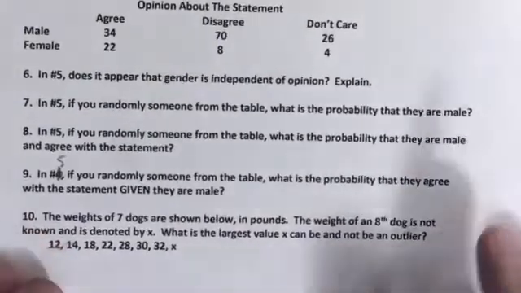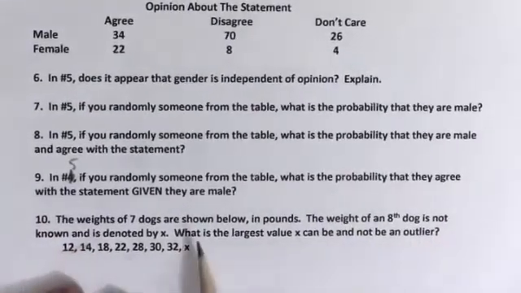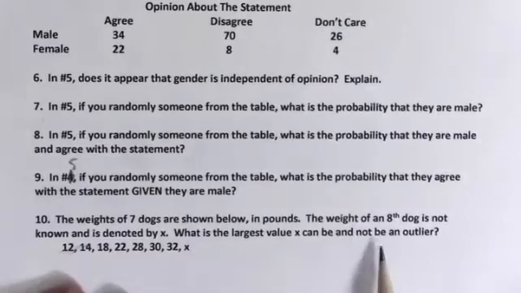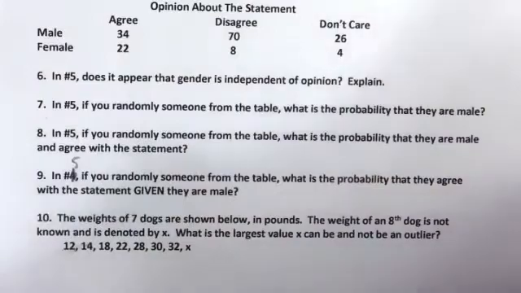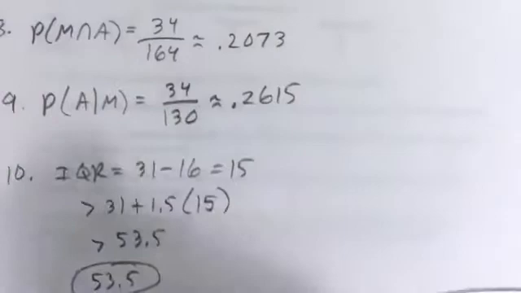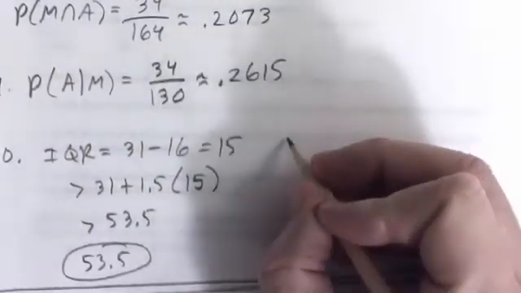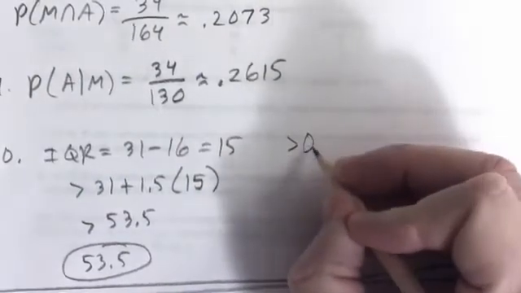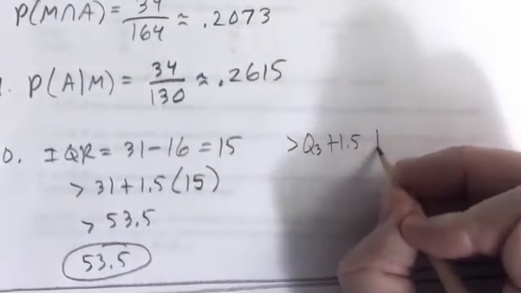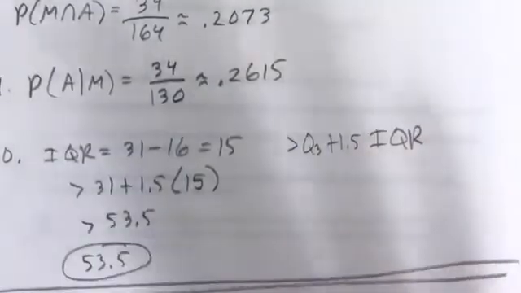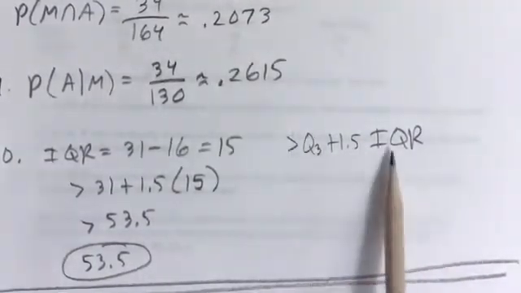All right, so number 10, the last one. It says the weights of 7 dogs are shown below in pounds. The weight of an 8th dog is not shown, it is denoted by an X. What is the largest value X can be and not be an outlier? Okay, so that's just using the outlier formula once again. On the high end, the outlier is anything greater than Q3 plus 1.5 times IQR. And this problem asks what's the most it could be and not be an outlier. So it's anything that is not that, in essence.